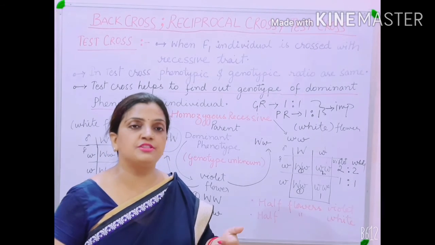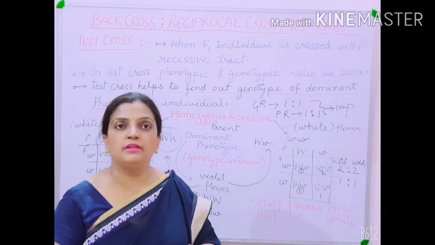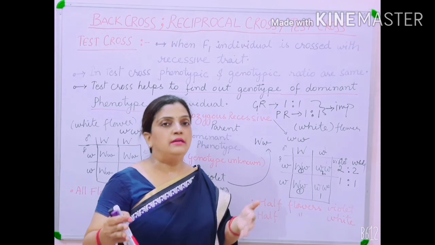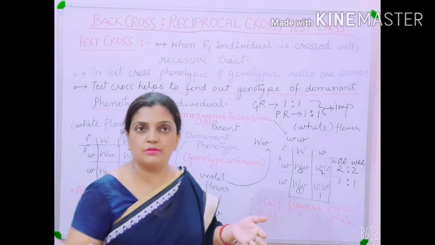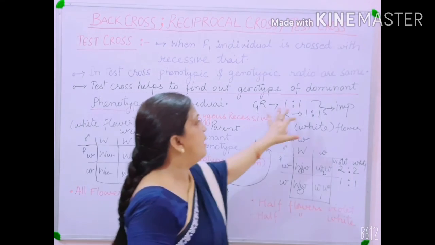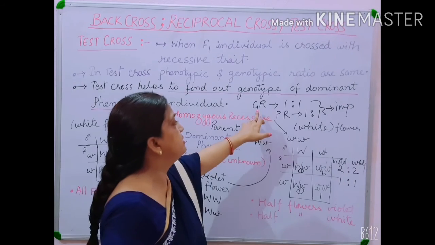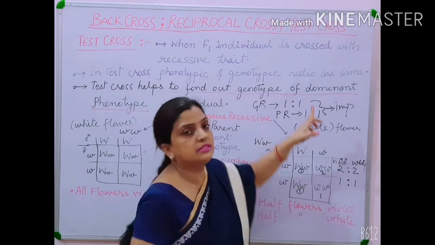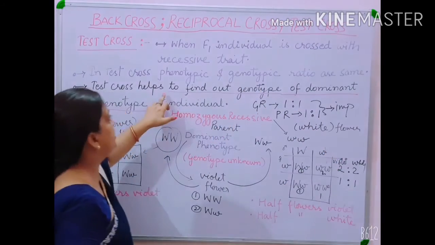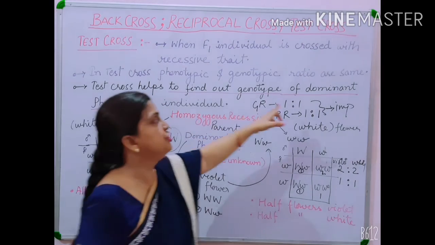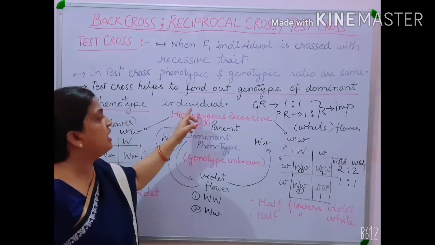But first I'll be finishing the principles of inheritance, the different principles framed by Mendel, and many other topics, dihybrid crosses there, and then I'll be doing the calculative part. But here I hope it is clear to you that the genotypic ratio and phenotypic ratio are the same during the test cross, and that the third point, that the test cross was done to find out the genotype of a dominant phenotype individual, is also clear to you.